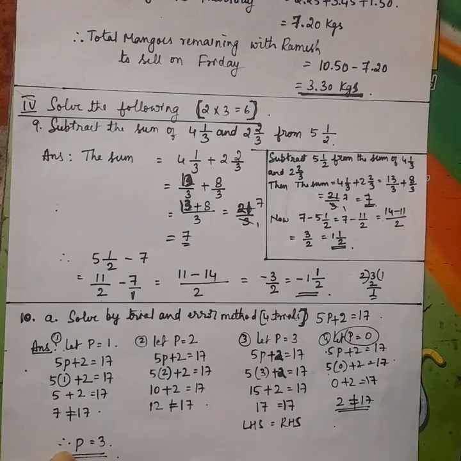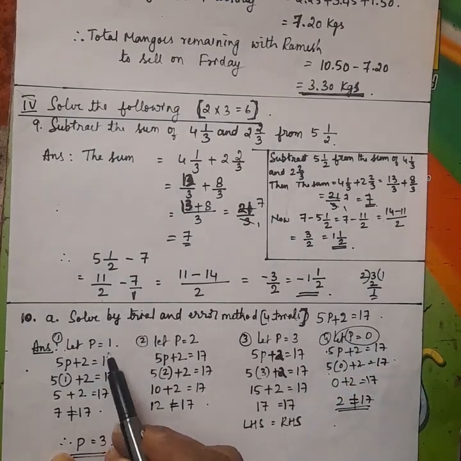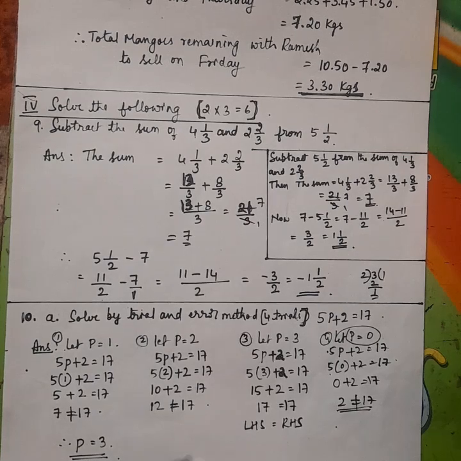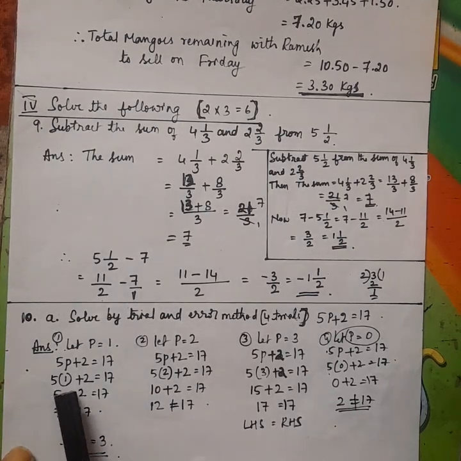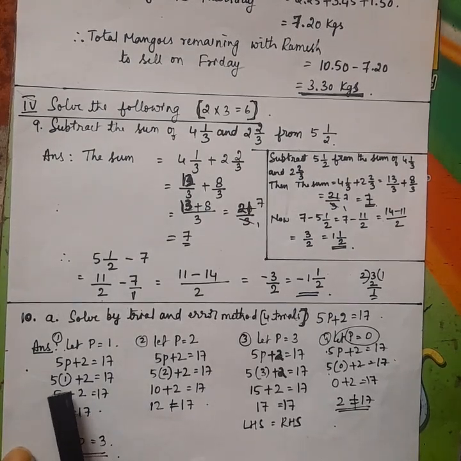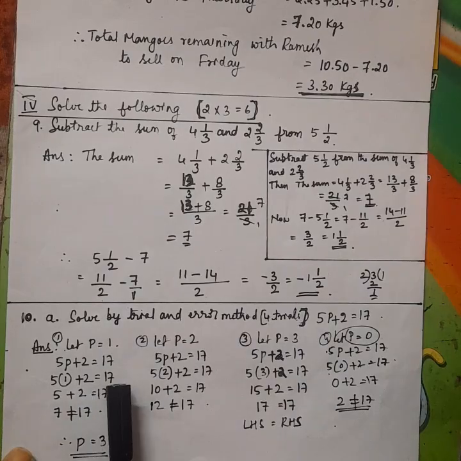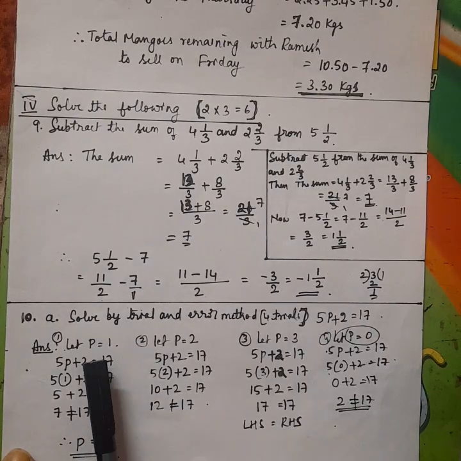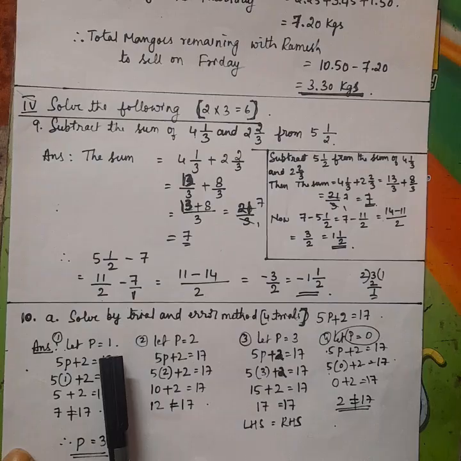So next take p as 1. Now here when you take p as 1, write 5p plus 2 is equal to 17. Write p as 1. 5 into 1 plus 2 is equal to 17. 5 into 1 is 5 plus 2 is equal to 7, which is not equal to 17. So p will not be equal to 1. The value of p is not 1.